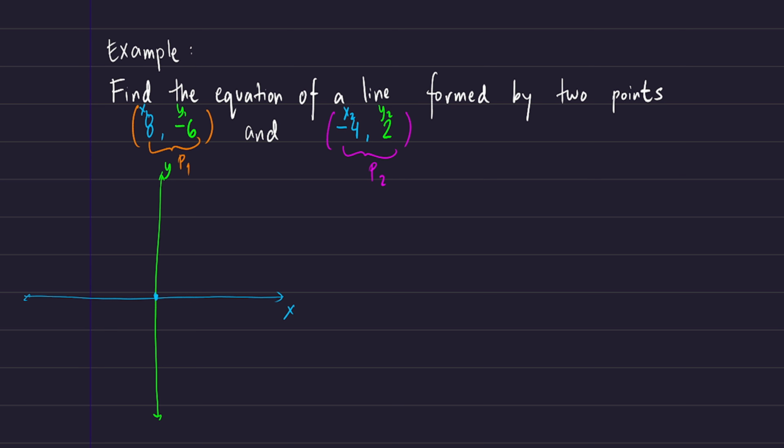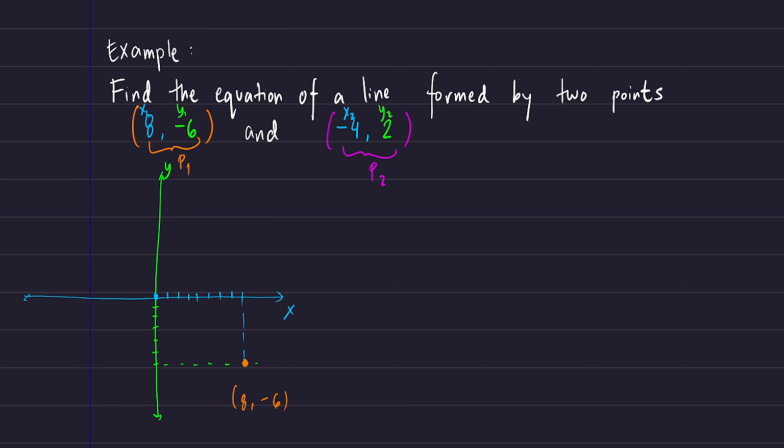I-graph natin yung 8, negative 6. So, 8 is positive. So, 8 steps pa kanan from the origin. So, we have 1, 2, 3, 4, 5, 6, 7, 8. And then, negative 6. So, 6 steps pababa. So we have 1, 2, 3, 4, 5, 6. Kung saan sila mag-i-intersect, nandoon ang coordinate. Ayun dito. So ang ating point 1 ay nandito sa parting to. And this is 8, negative 6.